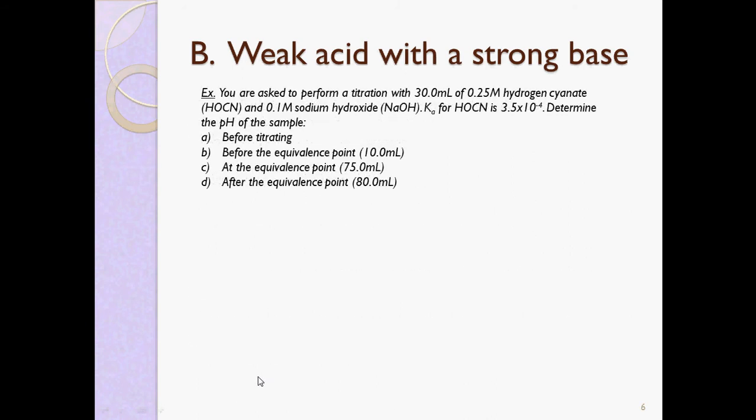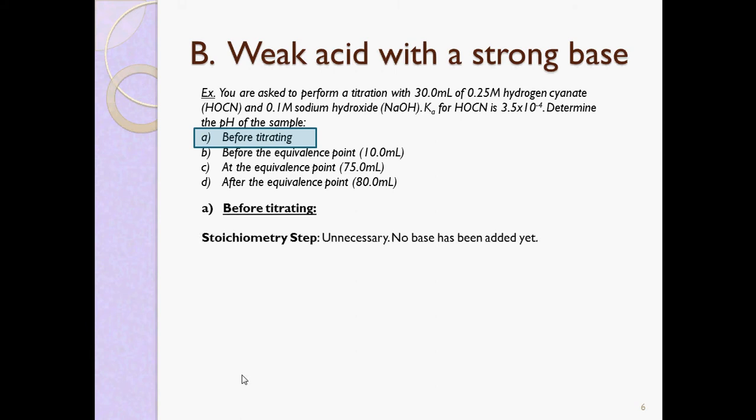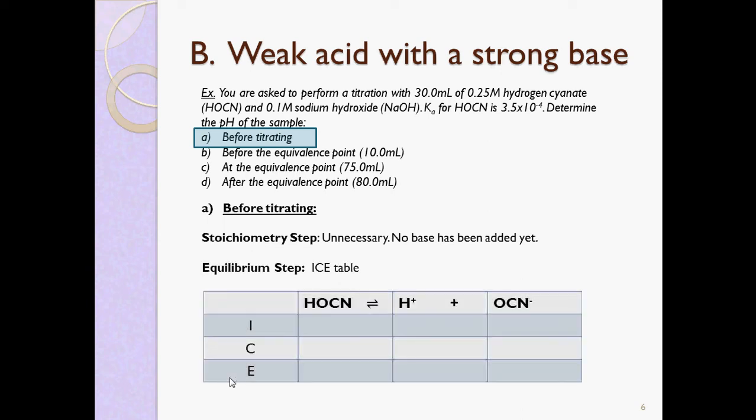So here's our situation: 30 mL of 0.25 molar hydrogen cyanate and a 0.1 molar solution of sodium hydroxide. From the data table, the Ka of HOCN is 3.5 times 10 to the negative 4, and there are our 4 situations. And we're going to focus on before titration. No stoichiometry step is necessary because there is no neutralization occurring, and so we're only going to look at our ice table.